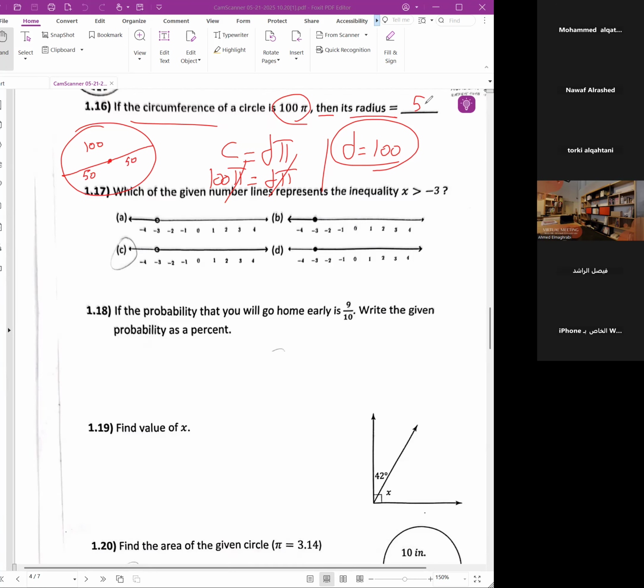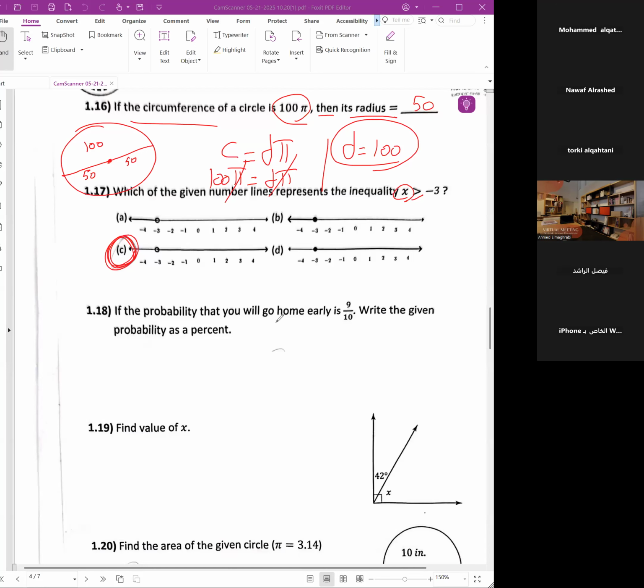So the radius will be 50 centimeters or inch in unit. Okay, here x is greater than -3. Greater than is an open circle. This one is less than -3 because we move left. Here we go right, so the answer will be letter C. If it's greater than or equal, it will be letter D, because it must move right, and greater than with a shaded circle because it's equal.